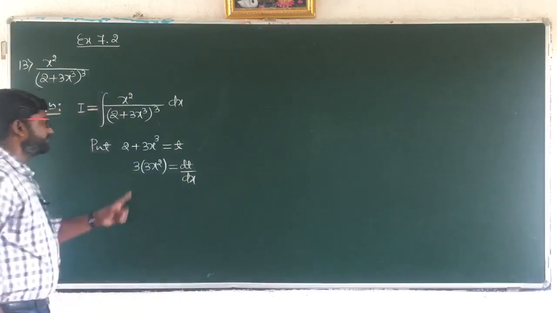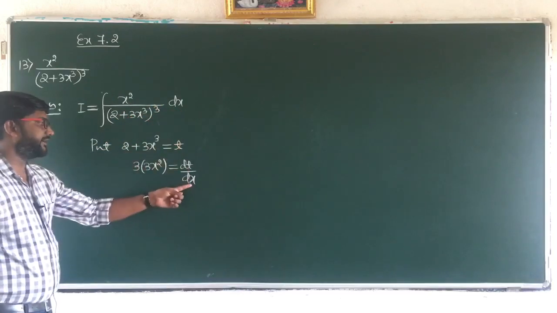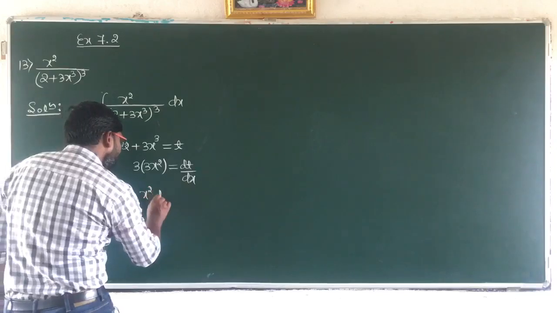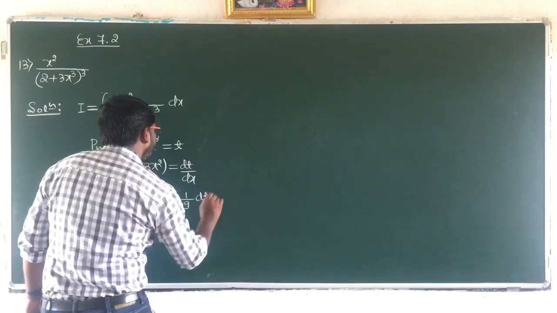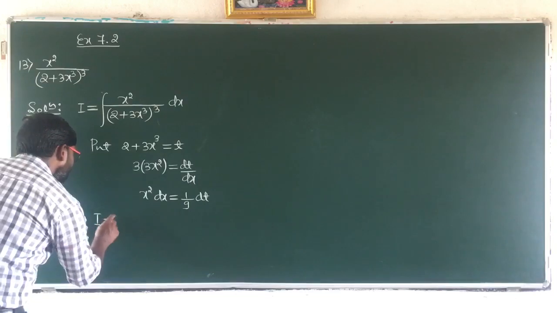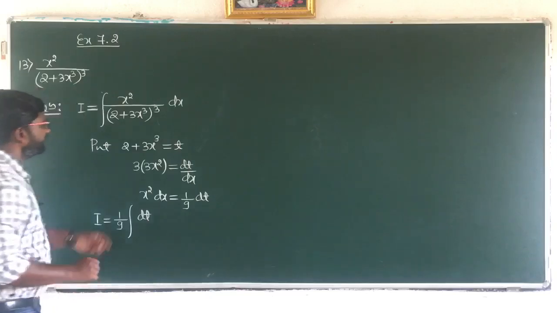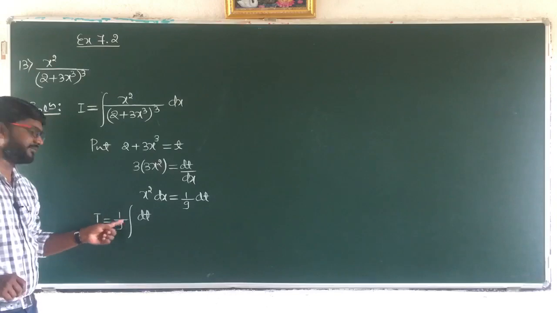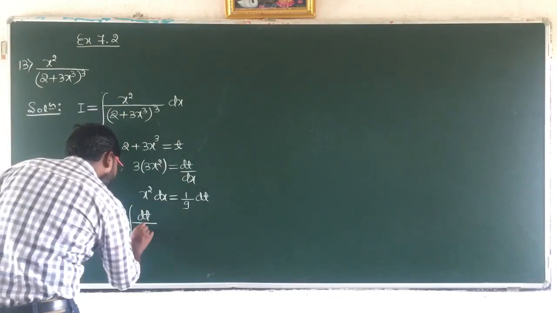So now 3 into 3 is 9, and we need only x square dx. So I take dx to the LHS and 9 to the RHS. This implies x square dx equals 1 by 9 into dt. So rewrite the integral I, which equals 1 by 9 integral dt by t cube. Since 1 by 9 is a constant, I have written it outside the integral.